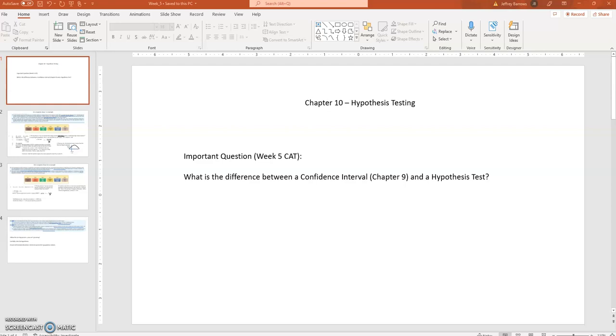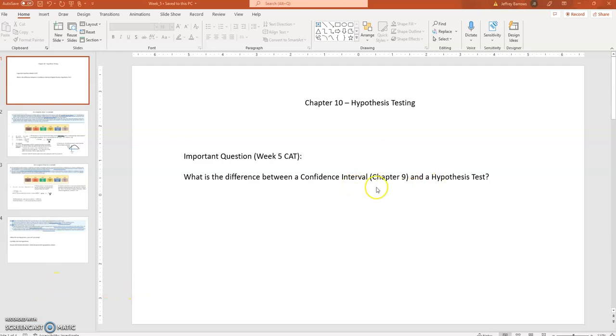And the question that I'm asking is, what is the difference between a confidence interval, that which we discussed in chapter 9, and a hypothesis test? Immediately after finishing up the work on sampling distributions and the central limit theorem, we went right into our first study of inferential statistics, and that is confidence intervals. And so, typically, the next branch of inferential statistics is hypothesis testing, and here we are studying that in week 10.